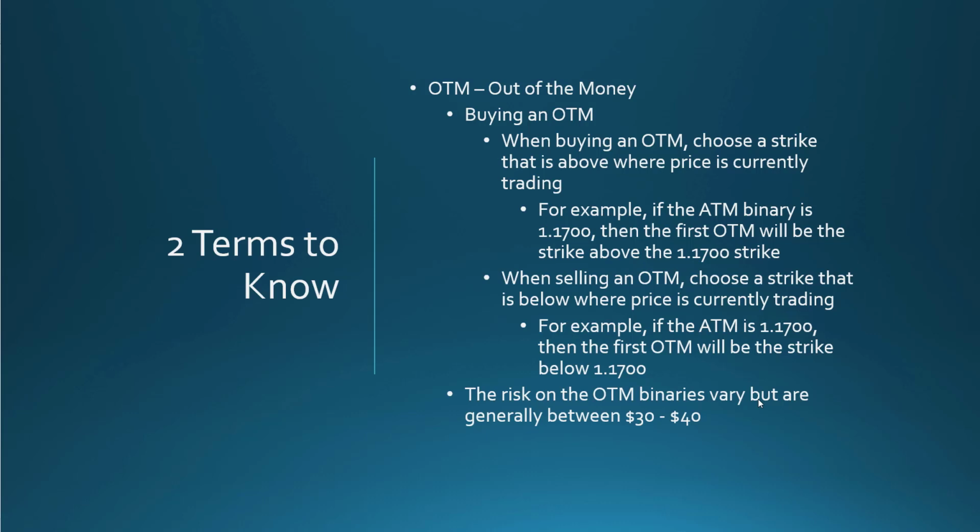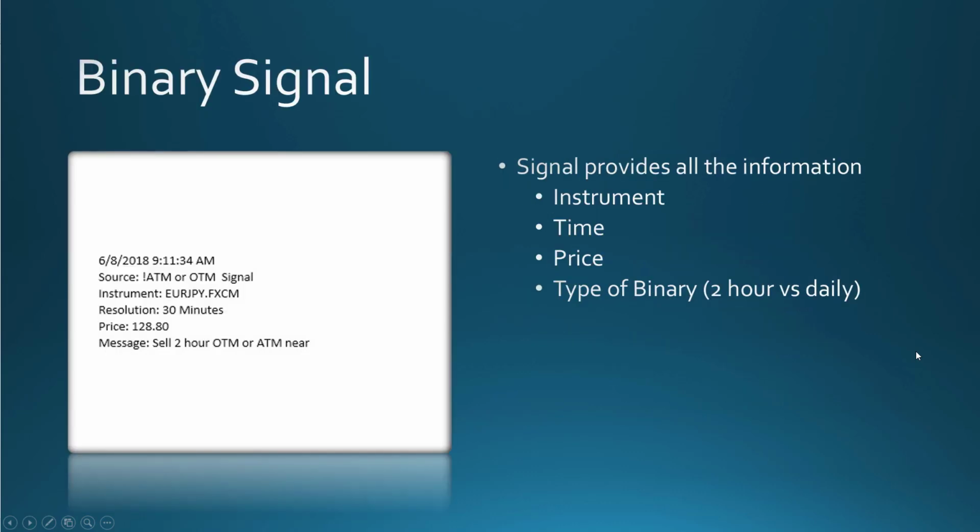When selling an out of the money binary, you need to choose a strike that is below where price is currently trading. For example, if the ATM is 1.1700, then the first out of the money, if you're going short, would be the strike below 1.1700. The risk on the out of the money binaries do vary, but generally you can get an out of the money for $30 to $40. I've been able to get some for as low as $15, depending on volatility for that particular moment.